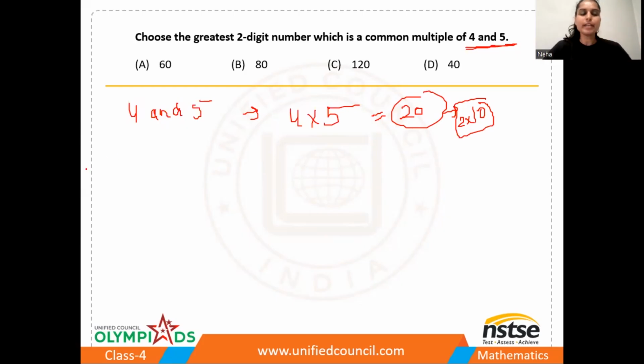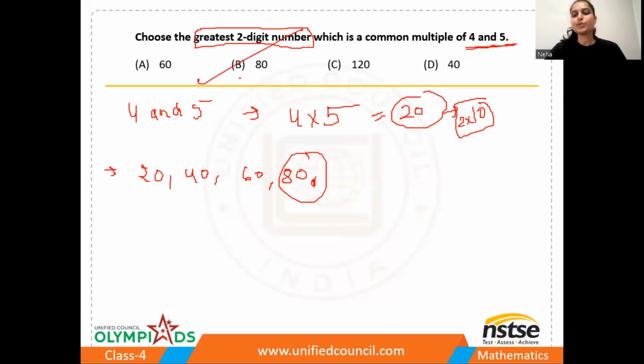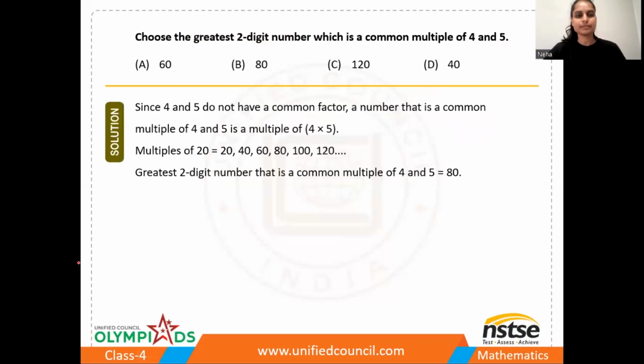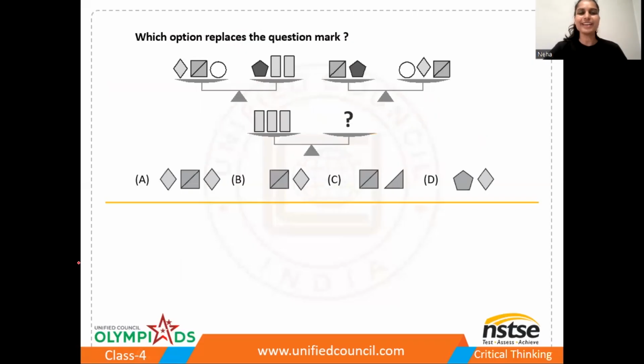So how many multiples of 20 do we have in two-digit numbers? Yes, we have 20, 40, 60, 80. That's it. Because 100, 120, they are three-digit numbers. Here I am talking about the greatest two-digit number only. So which one is the greatest? Yes, this one is the greatest. So 80 is the right answer. Very good. This is the detailed solution. Perfect. Then let's move to the next one.